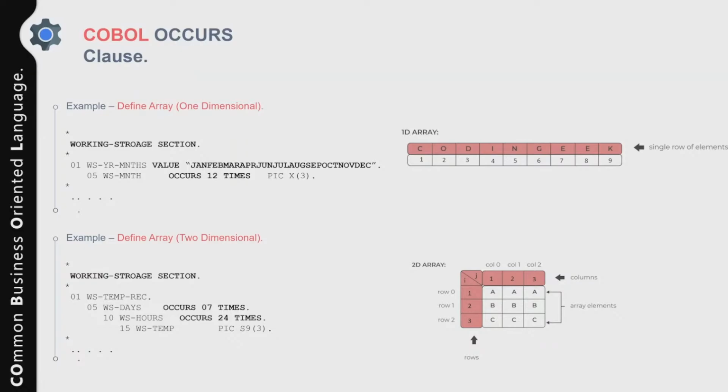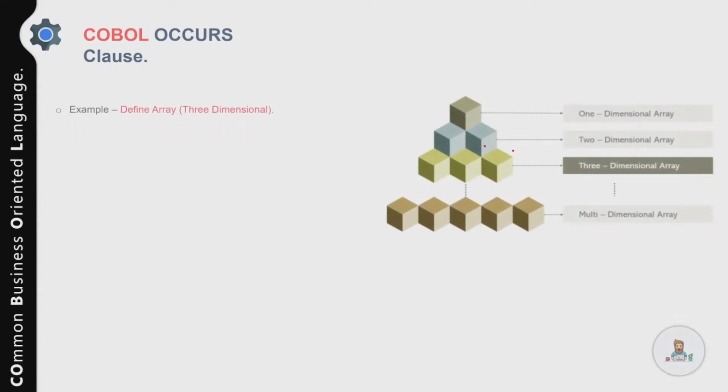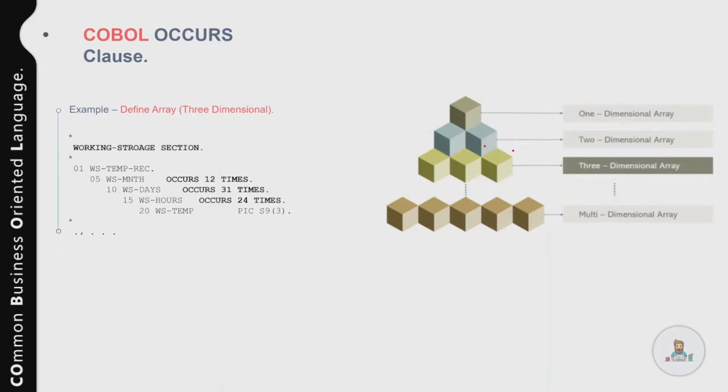So this is how you can store 24-hour temperature for 7 days. Now let me showcase my third example where we are defining a three-dimensional array or a table. So we have a working storage section where we have defined the table definition. The table name is specified at level 1, that is ws-temperature-rec, and after that at level 5 I've defined the month, that is ws-month, and that occurs 12 times.